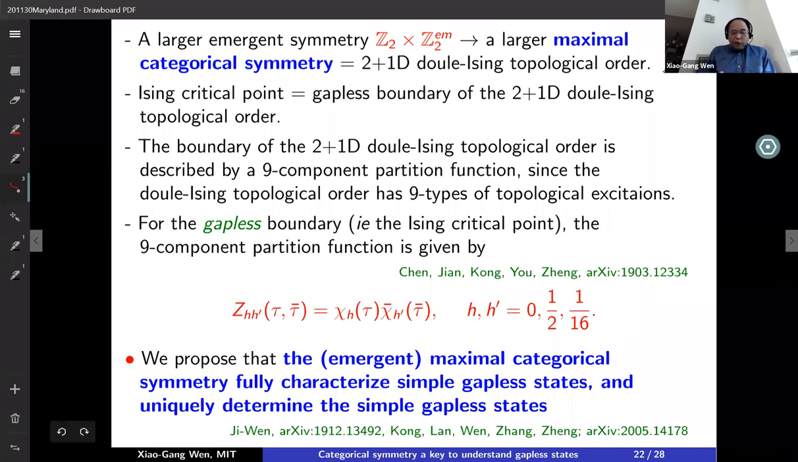Okay. So the real proposal is that this emergent maximum categorical symmetry may fully characterize the simple gapless state. Simple means conformal field theory with linear dispersion relation and a finite number of modes. And hopefully uniquely determine those gapless states. So this is the proposal. Maybe we're missing something, but I feel that this emergent categorical symmetry is an important part of the data to carry through this program. Okay. Yeah, I think I should really stop here. Thank you very much.